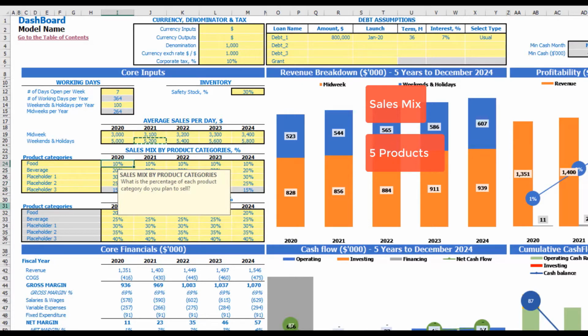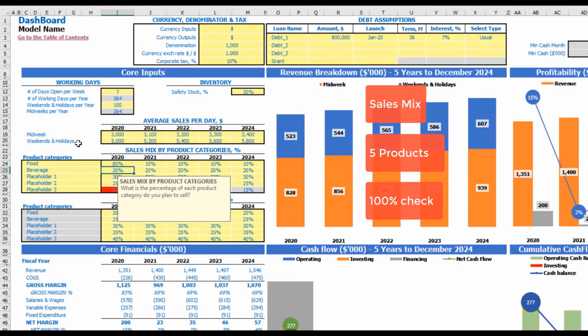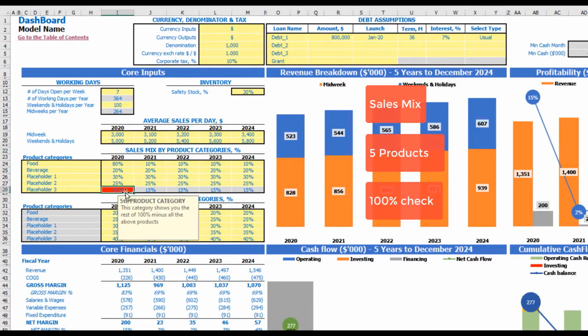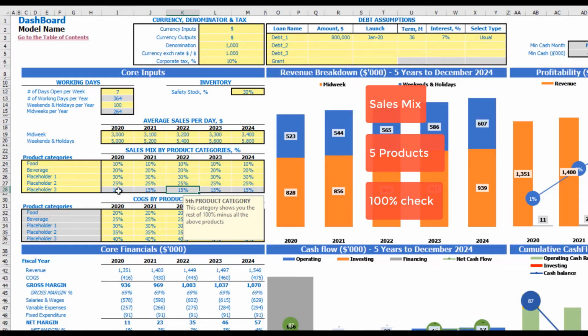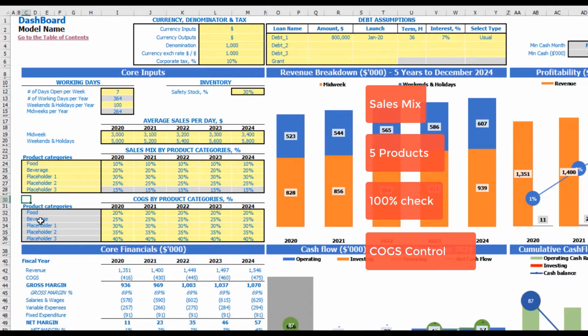If you will set up something wrong, for example, like this, the last row will show minus 55% and it has red color. This means something wrong here. If everything is fine, it should be just gray cells, and this contains a formula which is 100% minus the breakdown of other 4 categories. Also below you can set up COGS for each of these product categories. Also this is broken down by years.